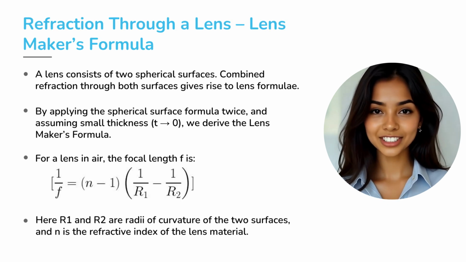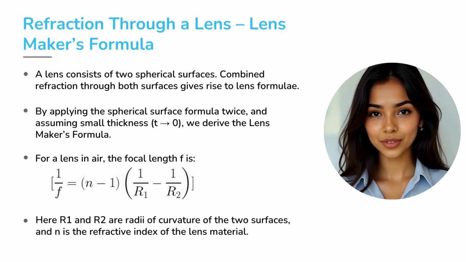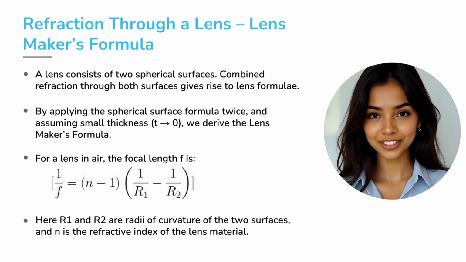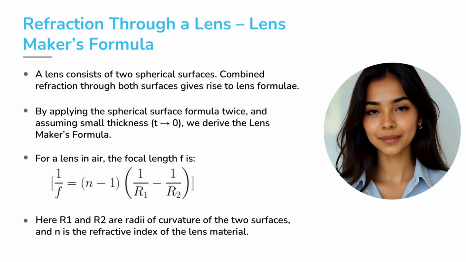Here's where things get exciting. A lens is made up of not just one, but two spherical surfaces, each bending light.